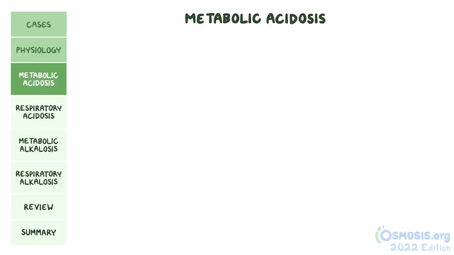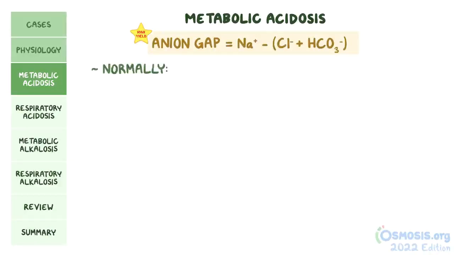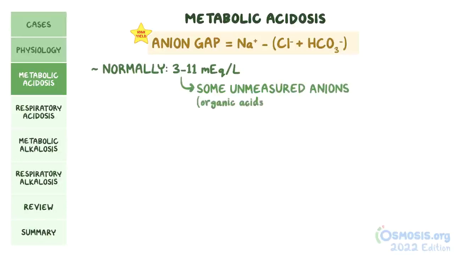Now, with metabolic acidosis, in order to determine the cause, we may need to check the anion gap, which equals sodium minus chloride plus bicarbonate. Normally, it ranges between 3 and 11 milliequivalents per liter. The reason that it's not zero is that there are some unmeasured anions, like organic acids, and negatively charged plasma proteins, like albumin.